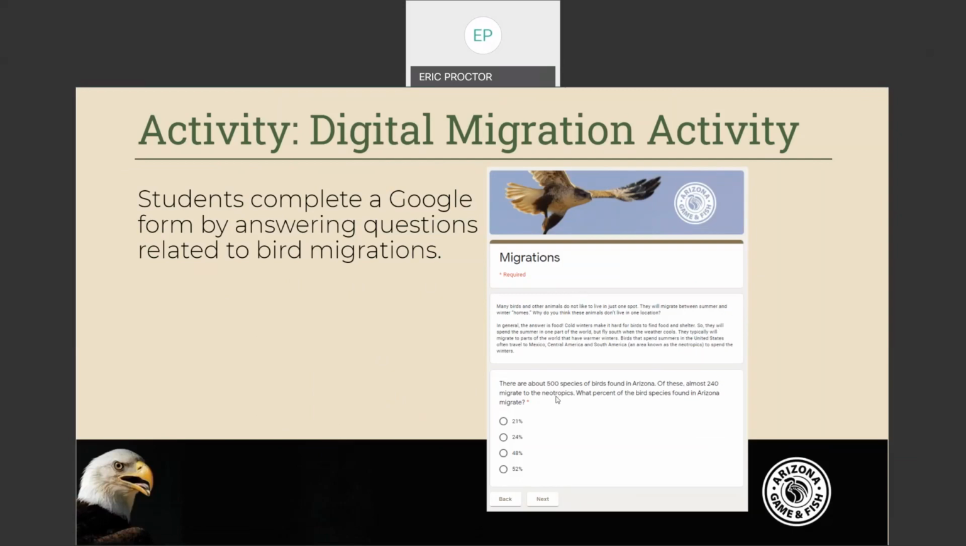So you can see just the first page of the migration one, so that they would read this information about the birds, and then they would have to answer some questions based on this information. And when they hit next, if they're correct, they move on to the next thing. If they're incorrect, it takes them back and tells them, good try, here's something to think about, and so on. And so it's a digital activity that you'll have access to in the resources that are at the end.